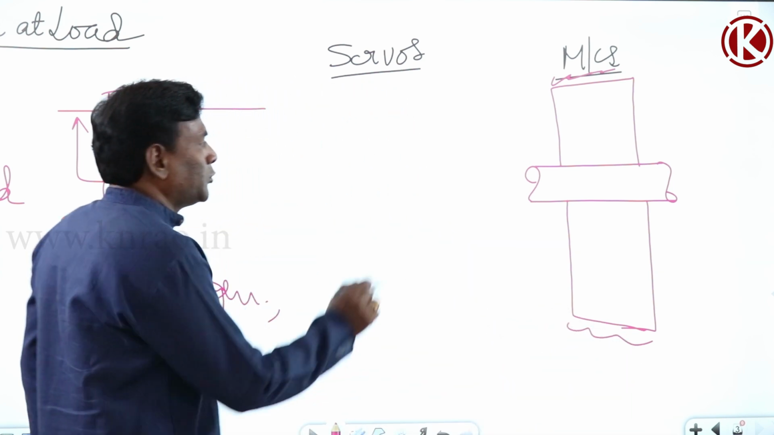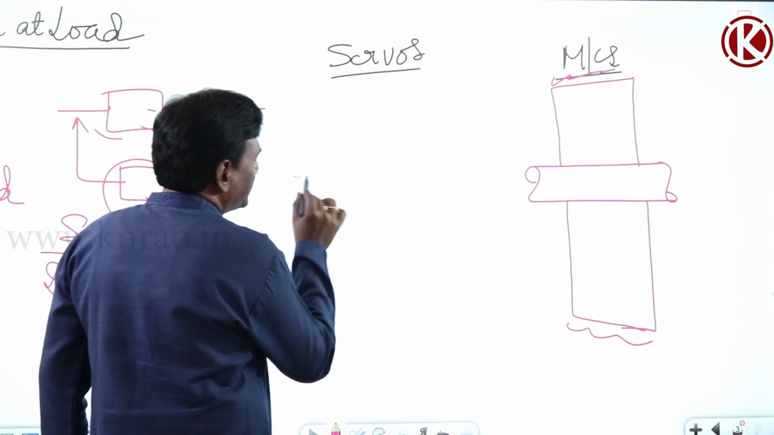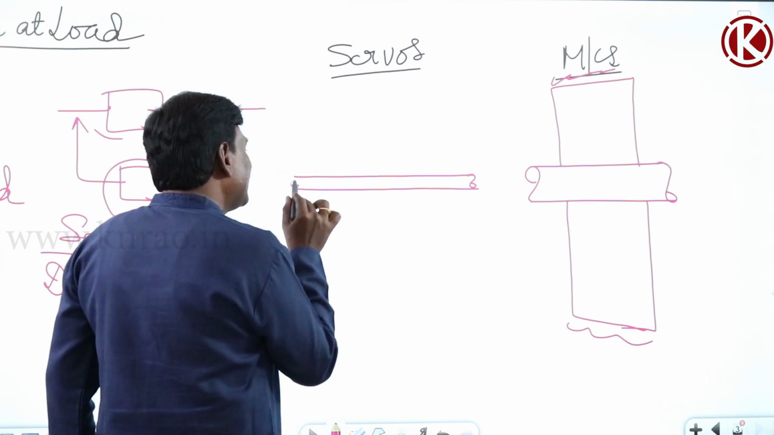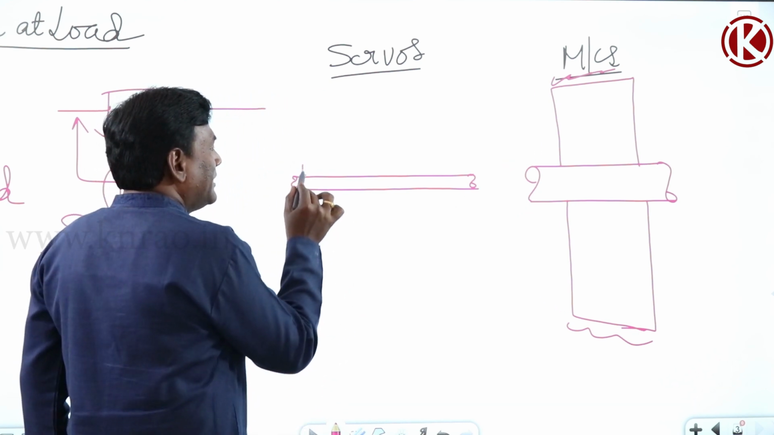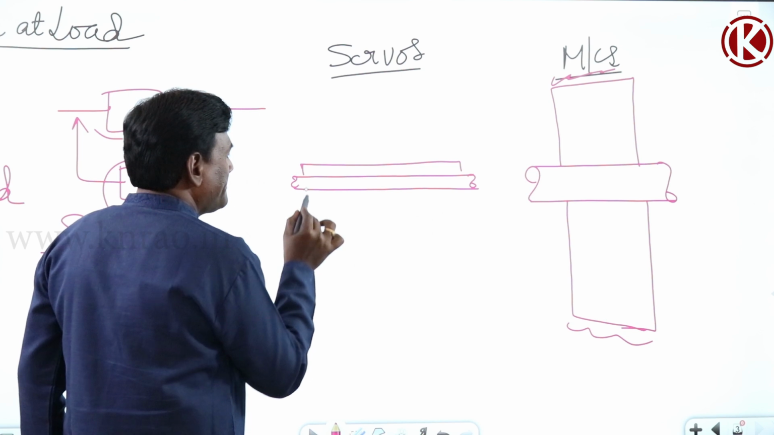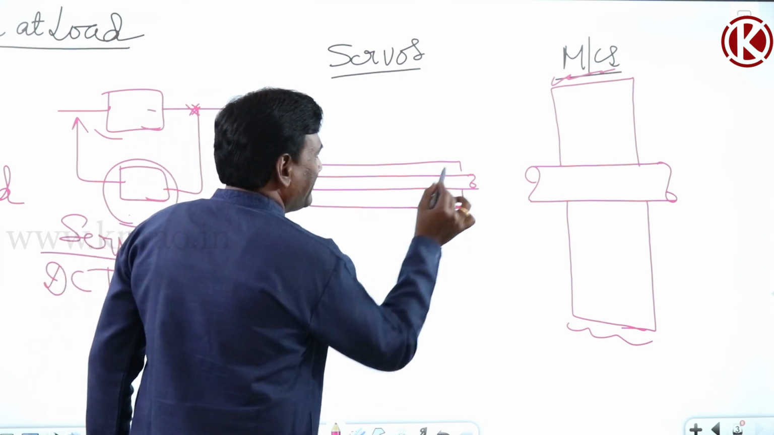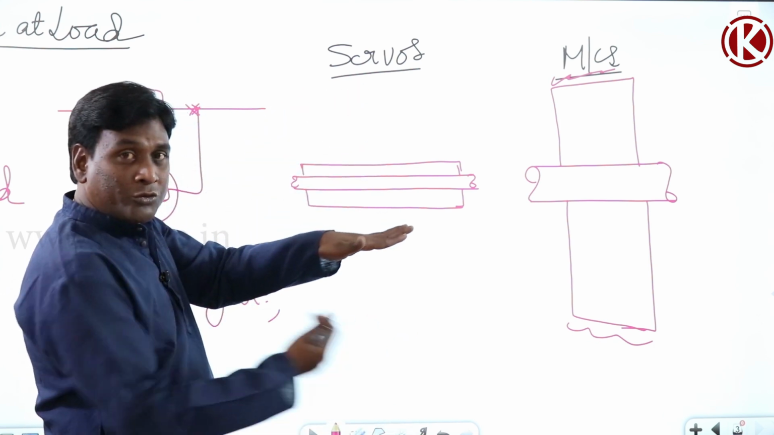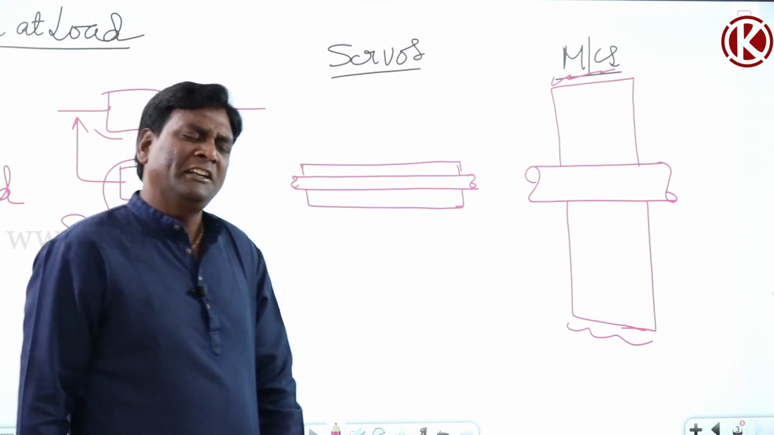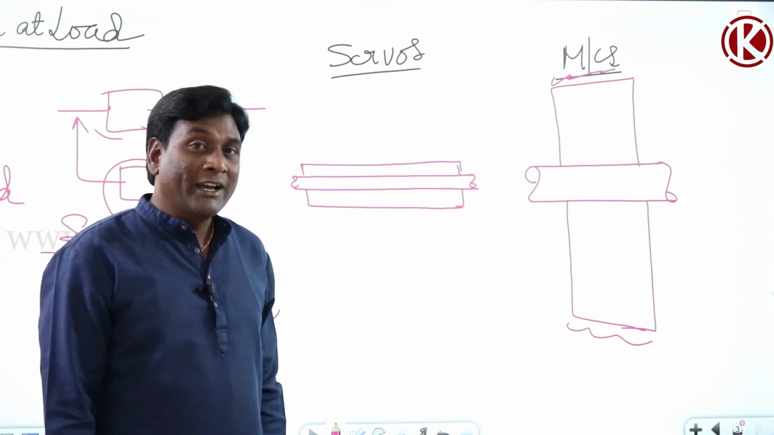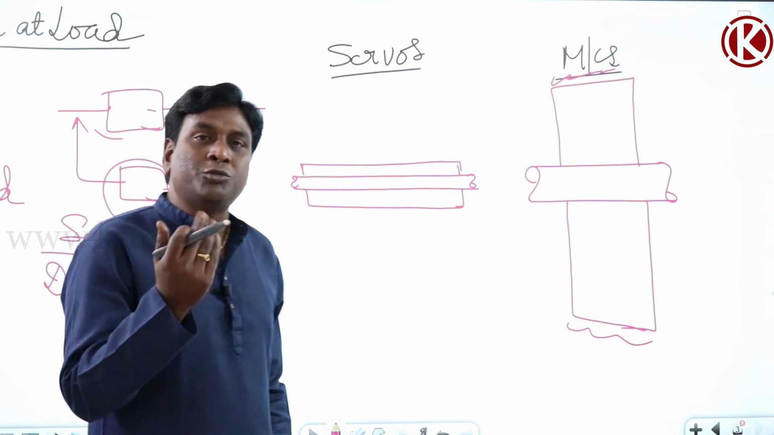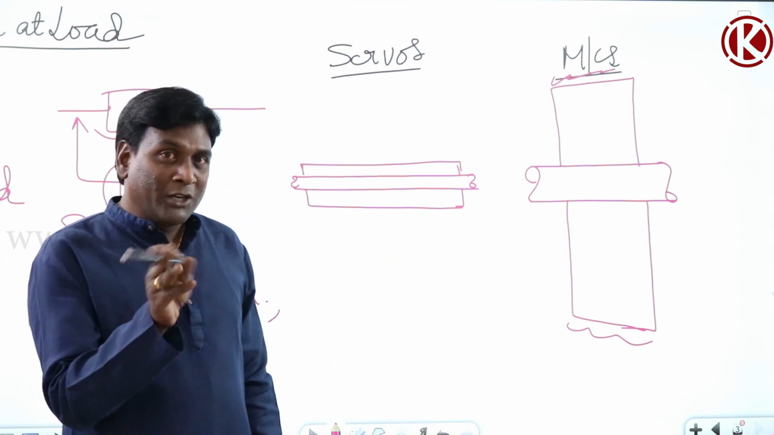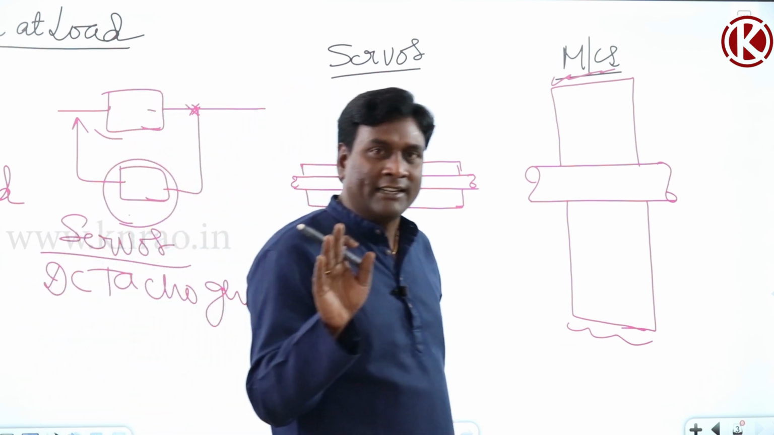Now if you think of servos, what we do is, the length of the shaft will be more and the diameter will be less. So the diameter will be reduced, and the length of the shaft will be increased intentionally. Why? In order to reduce the time constant. Of course, some confusions will be there. I will take the responsibility.